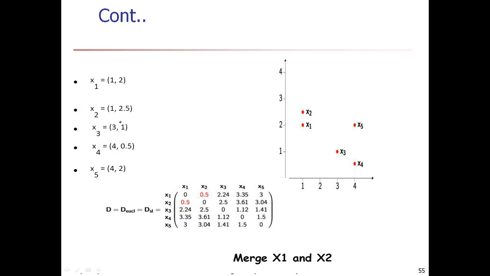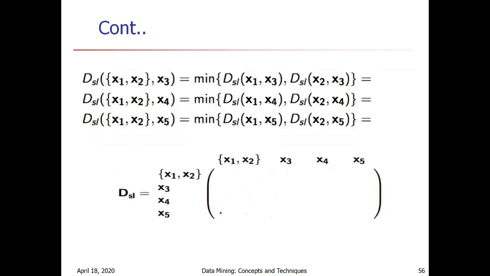Similarly, you are going to find out the x2 and x3. So (1 minus 3) whole square plus (2.5 minus 1) whole square root. Then you are going to get the value of x2, x3 as 2.4. So like that you are going to find out all the distances between the points, then you are going to note them down in the distance matrix.